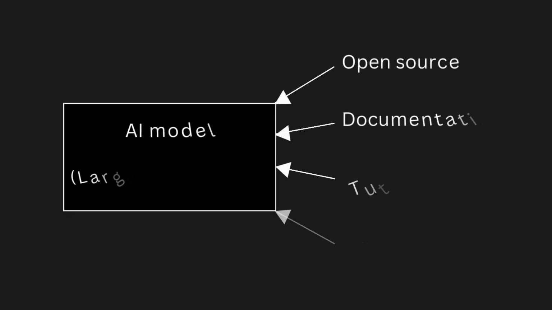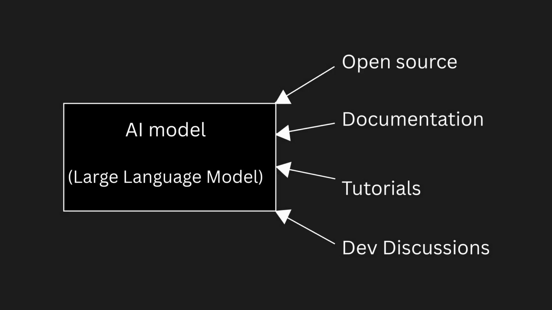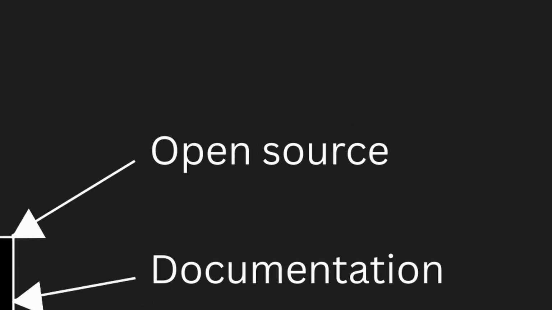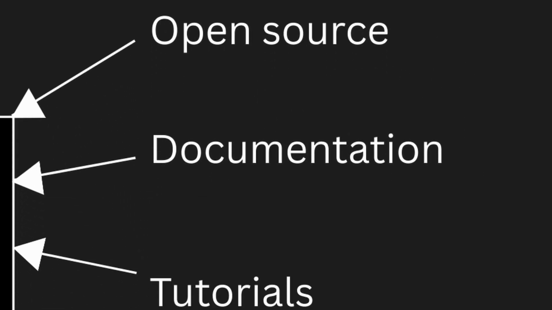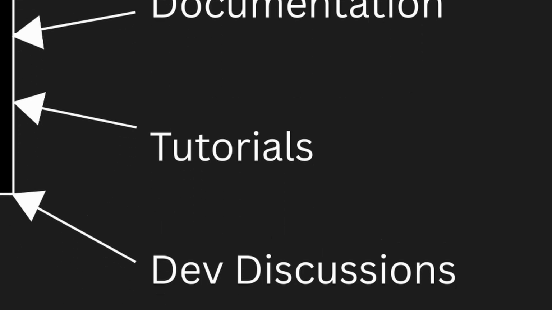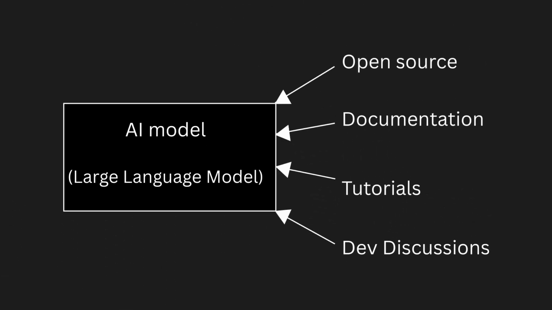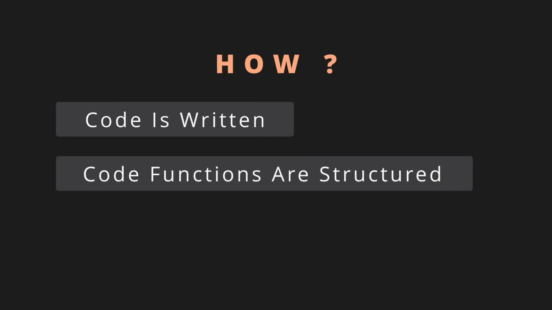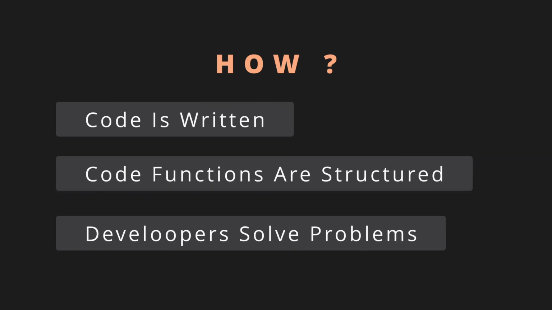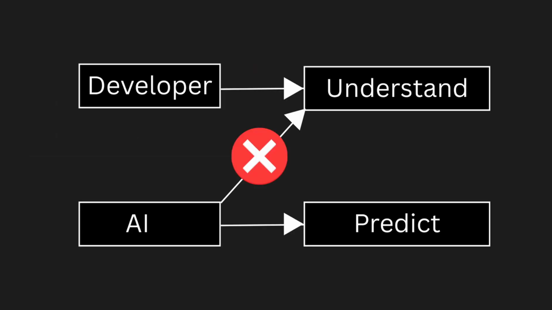At its core, the AI model is a large language model trained on massive amounts of programming data. During training, it analyzes millions of code examples from open source repositories, documentation, tutorials, and developer discussions. By studying these examples, the model learns patterns in how code is written, how functions are structured, and how developers solve problems. But the model doesn't truly understand code like a human developer.